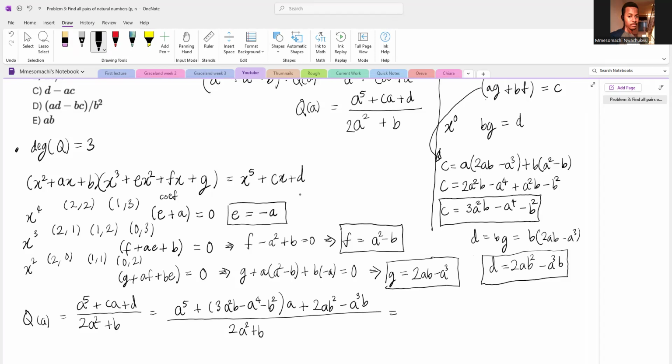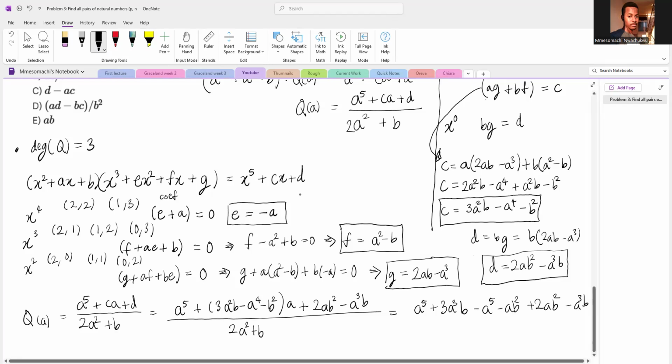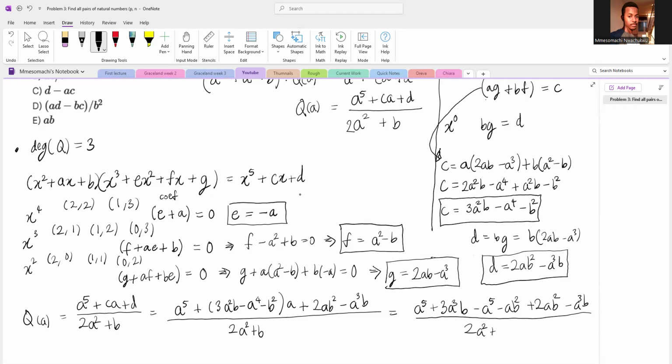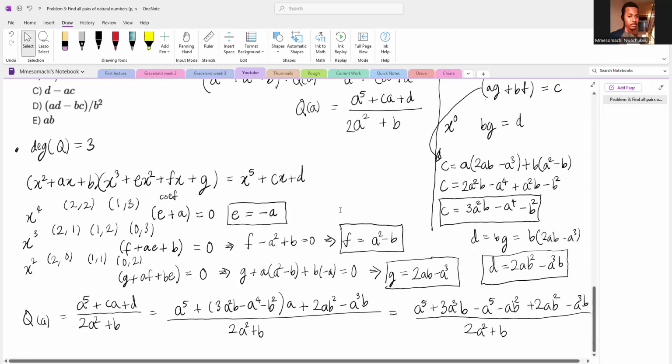Okay, so this is going to be equal to A to the power of 5 plus 3A cubed B minus A to the power of 5 minus AB squared plus 2AB squared minus A cubed B, all divided by 2A squared plus B. Okay, so let me scroll down a bit again.